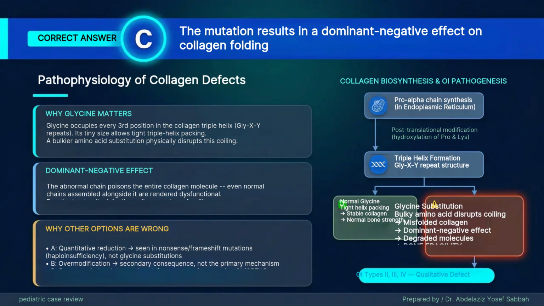Why are the other options wrong? Option A, quantitative reduction, is seen in nonsense or frameshift mutations causing haploinsufficiency, not glycine substitutions. Option B, overmodification, is a secondary consequence, not the primary mechanism. Option D, post-translational processing defects, is seen in recessive osteogenesis imperfecta with CRTAP or P3H1 mutations.